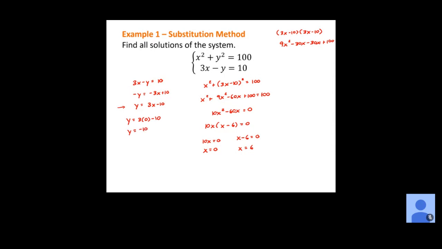Then I'm going to substitute the 6 and do the same thing. So y equals 3 times 6 minus 10. And so what would that give us? Good. 18 minus 10 should give us 8.